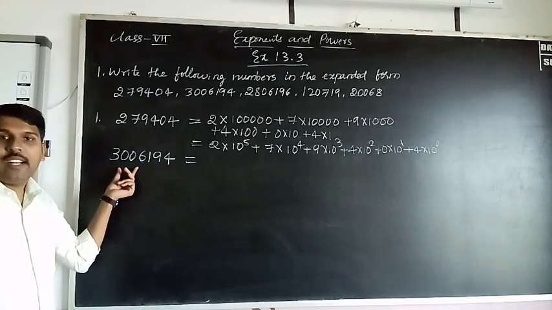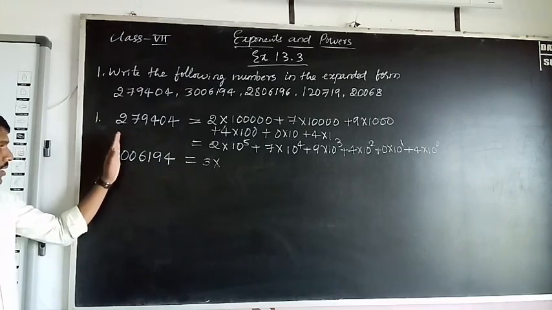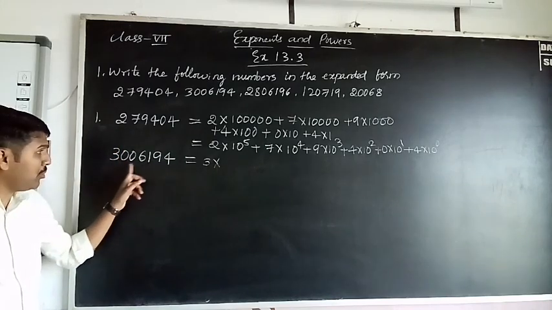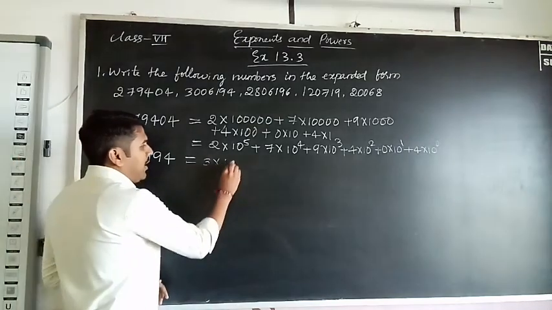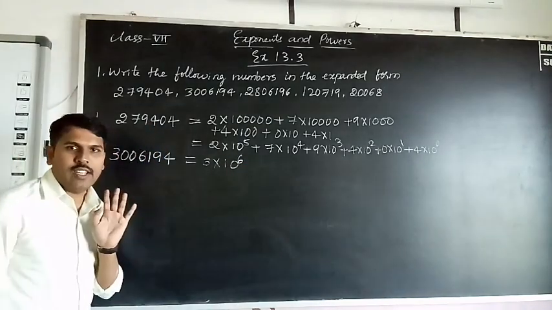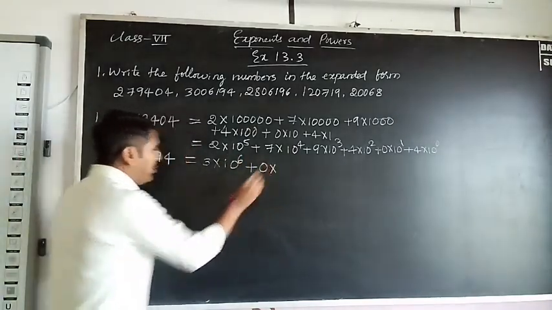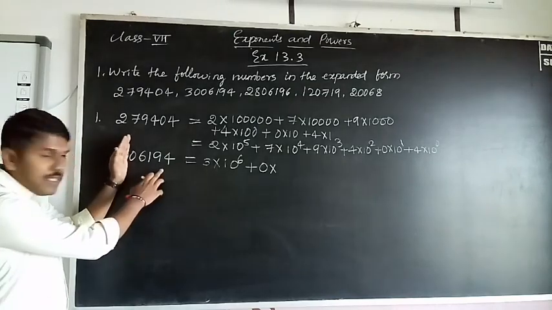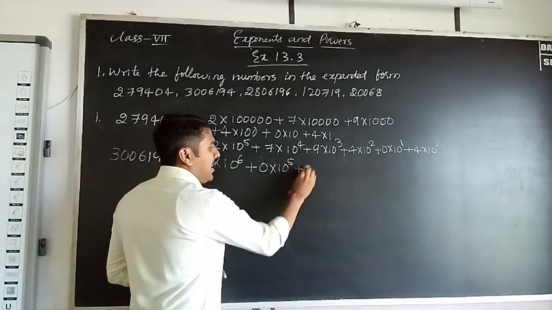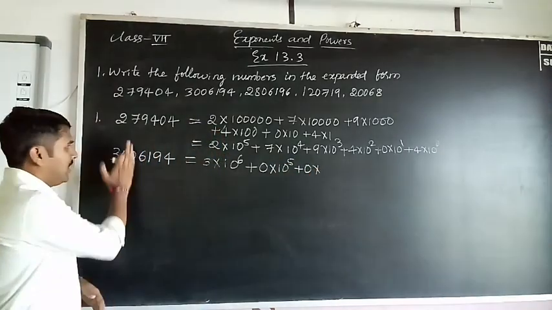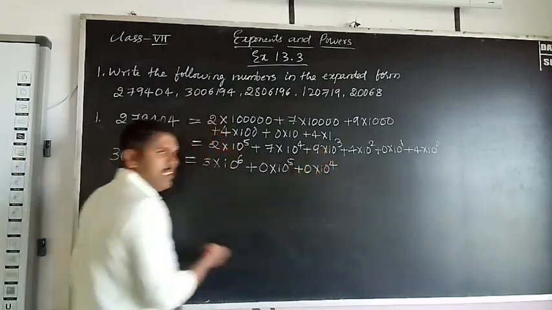So this one, write down directly. So 3 into. Total how many digits are there? Give this 3. Total 6. Isn't it? 10 raised to 6. That's it. Okay. Don't get confused. Next 0. 0 into. Total how many digits are there? 5 digits. 10 raised to 5. Next again 0 into. Next if you leave this one, total 4 digits. 10 raised to 4. Like this, write down.